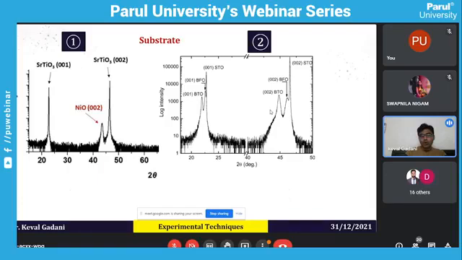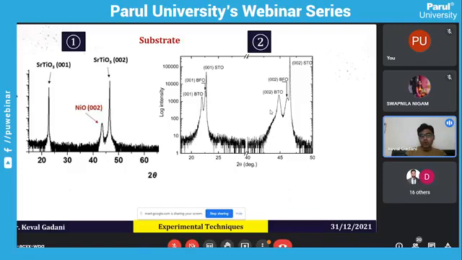So the STO has one unique, fixed peak. Now you can see the first peak of STO is around 23 degree, and the second peak of STO is around 46.5 degree. It means that once you select any substrate material, each and every substrate material has a unique peak. Number one.